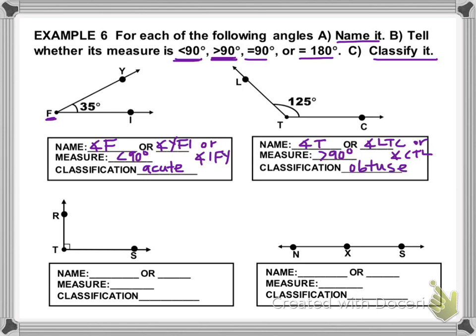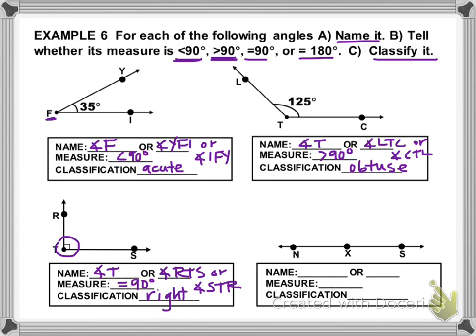All right, bottom left. Because we see this little box, we know that it's a right angle, so we'll get to that in a second. But its name, we can name it by just its vertex, since it's the only angle with vertex T, or we can use the 3 letters and call it angle RTS or angle STR, as long as T is in the middle. Now back to that box, because we see that box, its measure is exactly equal to 90 degrees. And if it's equal to 90 degrees, we say that it is a right angle.